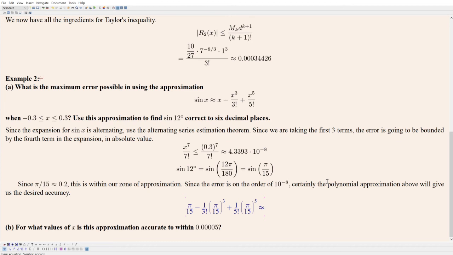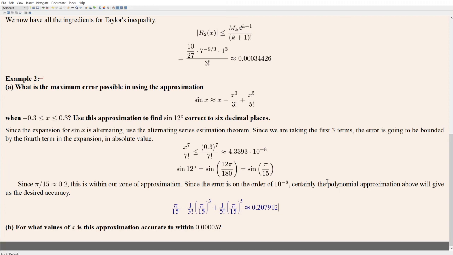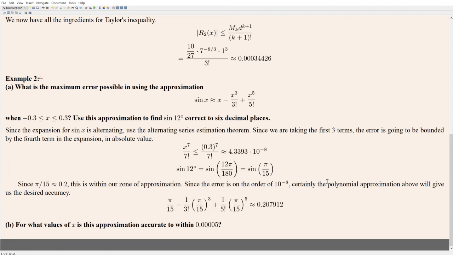Anyway, what does this give us? So this gives us about 0.207912. So there's the 6 decimal places that they asked for.